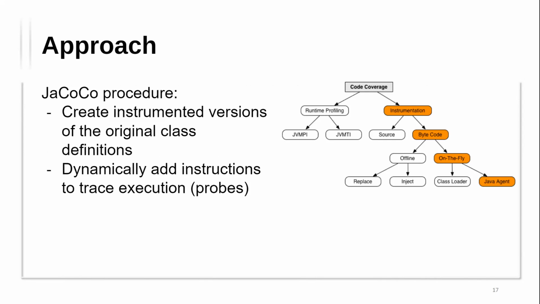Now we talk a little bit about the procedure that JaCoCo uses to analyze instruction coverage. How it works is that it creates instrumented versions of the original class definitions. The idea is that they take the code and add essentially sensors along the steps to trace execution, and from there they can figure out the instruction coverage.